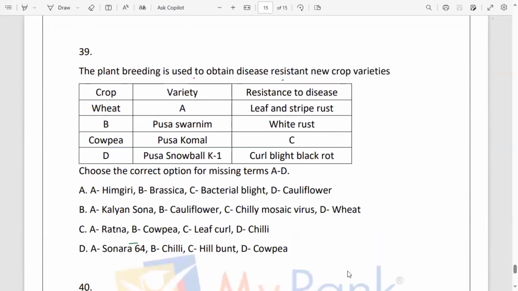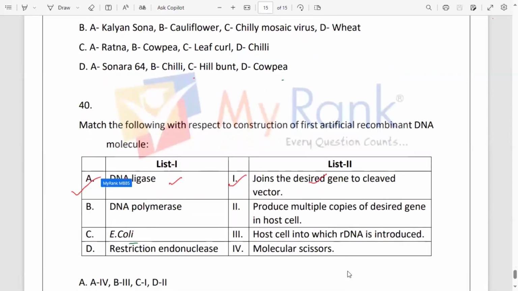Now a plant breeding question. This is just a memory type. Plant breeding is used to obtain disease-resistant new crops. Choose the correct option for the missing terms A, B, C, D. A is Himgiri, the Brassica variety is Pusa Swarnim, and cowpea, the variety Pusa Komal, is resistant to bacterial blight, and cauliflower is the crop for Pusa Snowball K1, which is resistant to black rot. So the answer is 1.